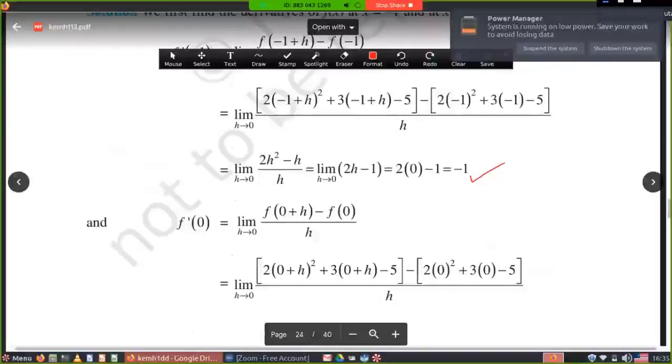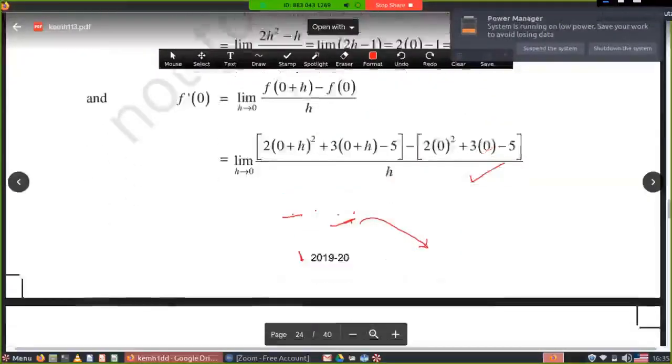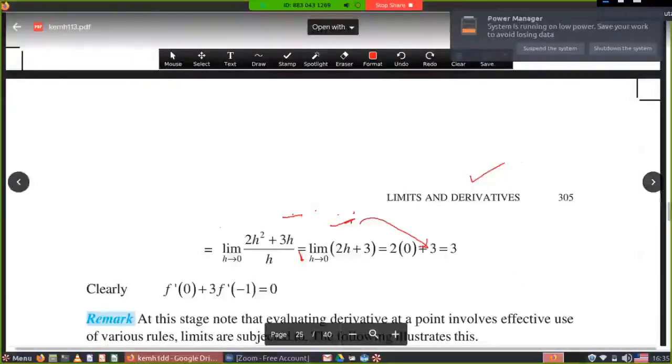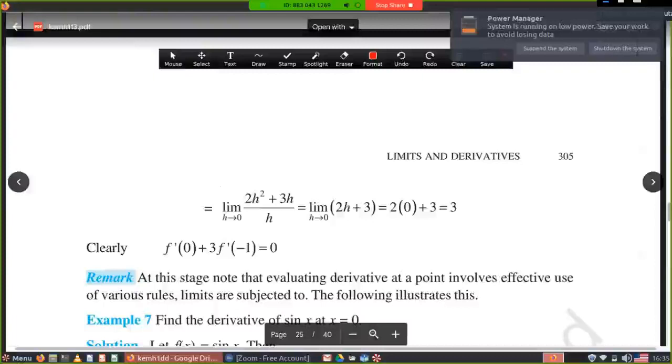F dash 0 is equal to f of 0 plus h minus f of 0. Now in function fx, you will put x is equal to 0 plus h, you will get this value. F 0, you will get this value. Simplify it. You are getting f dash 0, derivative at x is equal to 0, that is 3. Now one more part is given. Find out the value of f dash 0 plus 3 times of f dash minus 1. The f dash 0 is 3.